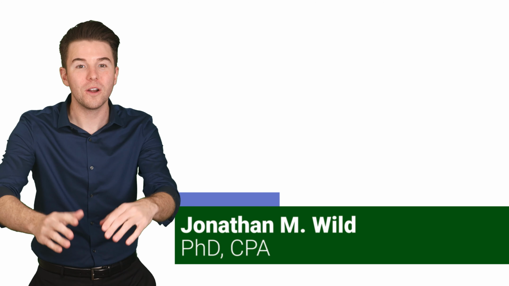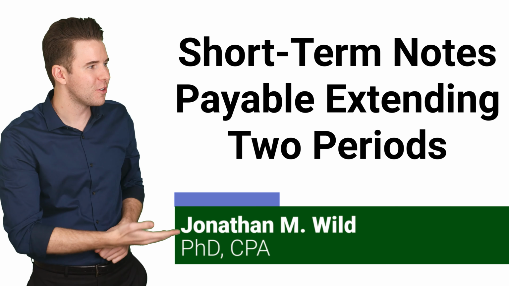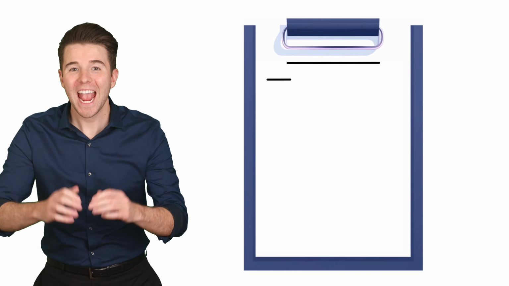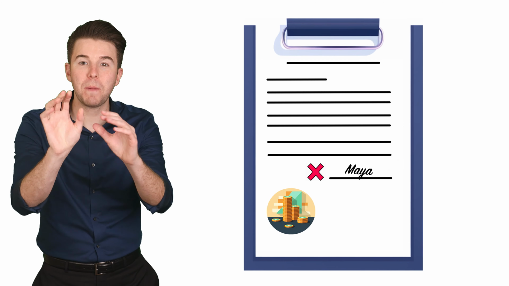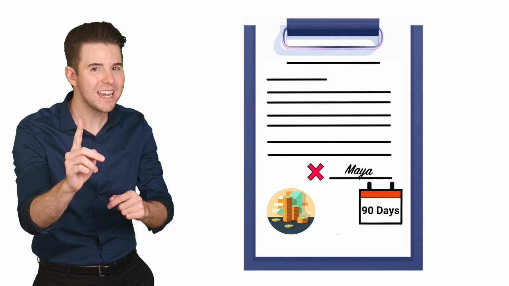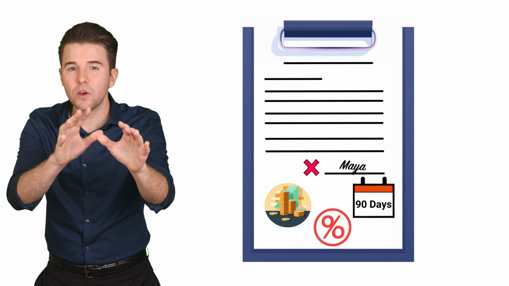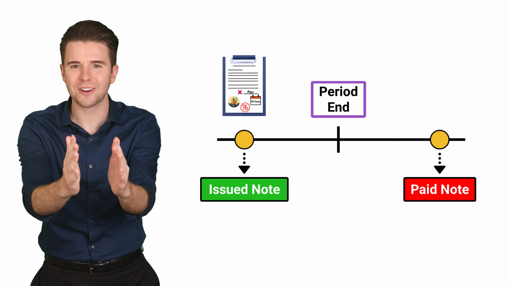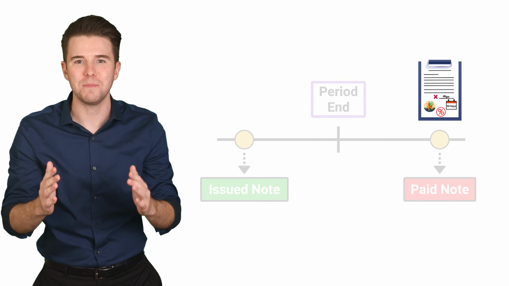Hi, I'm Jonathan Wild, and we cover how to record short-term notes payable that extend over 2 periods. A short-term note payable is a written promise to pay an amount of money within 1 year, and usually with interest. However, even though these notes payable are short-term, they still can extend over 2 accounting periods.